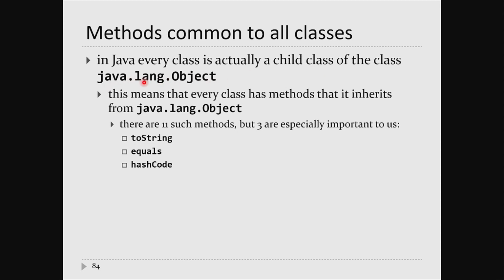But for now, what you need to know is that every class that you create has all the methods that are in java.lang.Object. Whether or not you define them, they're there. If you look inside the Object class, last time I checked, there were 11 methods. Only 3 of them are of any interest to us right now: a method called toString, a method called equals, and a method called hashCode.